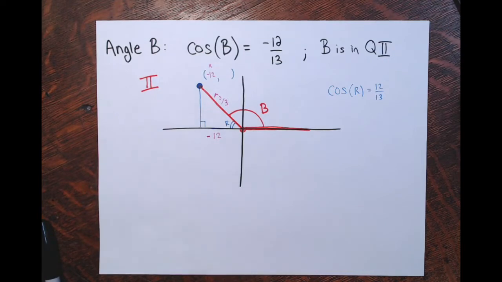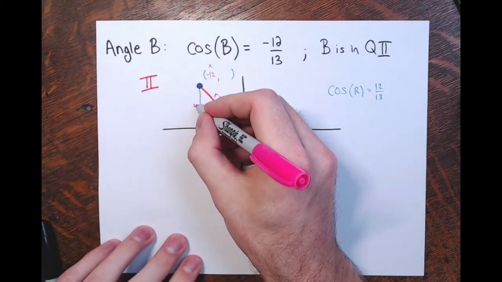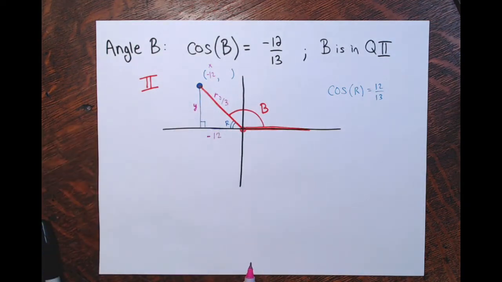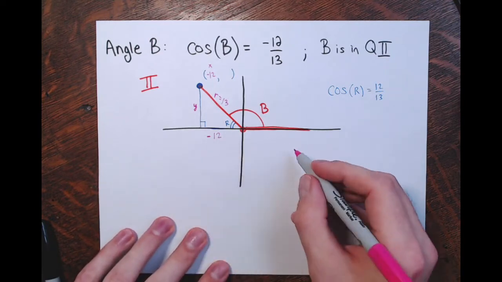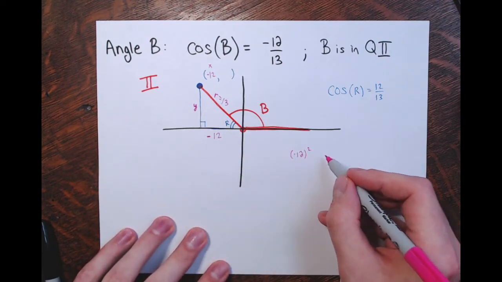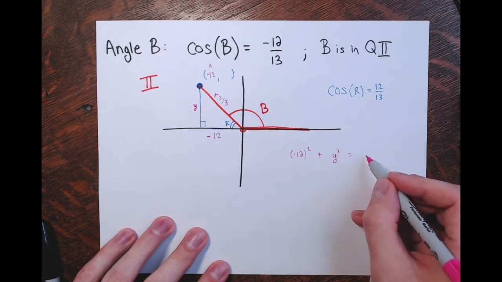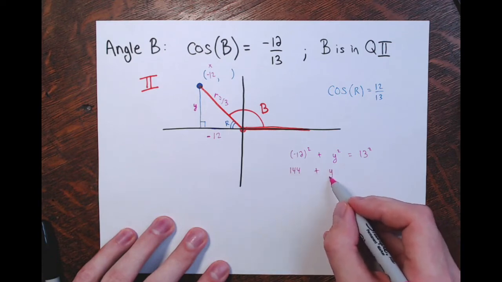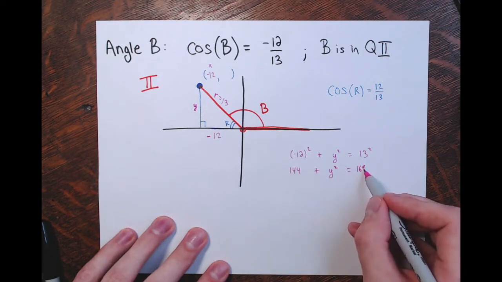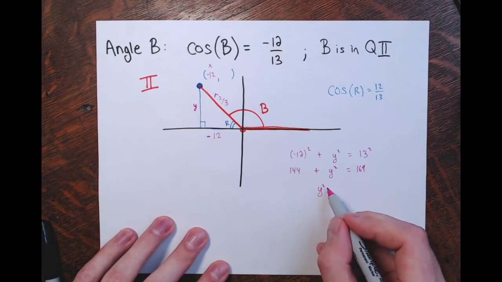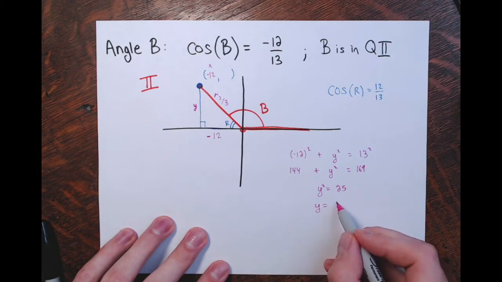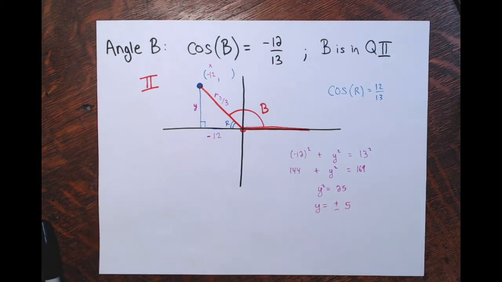And then one more time here, I don't know this y-coordinate. I don't know the length of this opposite side of the reference angle. So using the Pythagorean theorem, we have negative 12 squared plus y squared equals 13 squared. So this is 144 plus y squared equals 169. Subtract 144, we get y squared equals 25. So then y could be positive or negative 5, right? Square root of 25, but we can't use both of them.